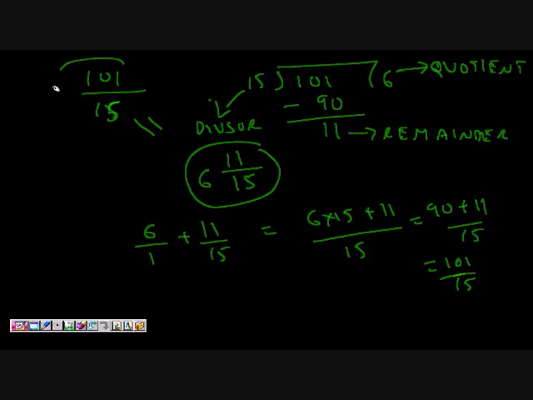So in order to convert an improper fraction into a mixed number, we basically divide the numerator by the denominator and write the quotient as the whole number, and then the remainder as the numerator and the divisor as the denominator, the original denominator. So 101/15 is the same as 6 and 11/15. So we can convert an improper fraction into a mixed fraction, or a mixed fraction into an improper fraction. Hopefully this helps. Thank you.